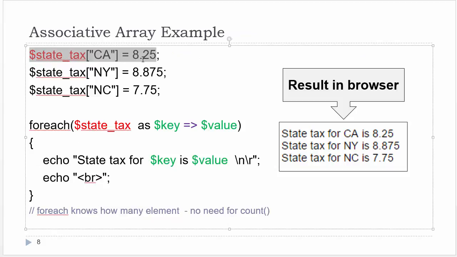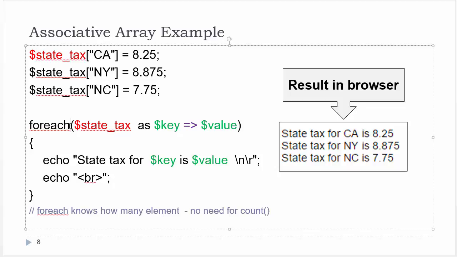Here I am setting up my associative array. I am calling it state tax, and here is my first key, it's California, and I'm assigning the value of California to 8.25 for the tax values. So we have a tax table here. Now my next element is my key New York, the value 8.875. My next element, the key is NC, and there's my value 7.75.